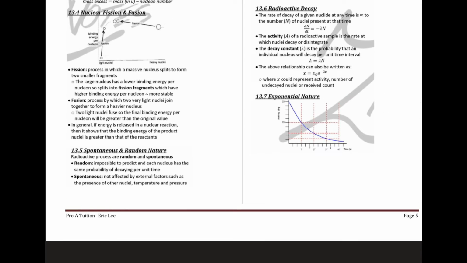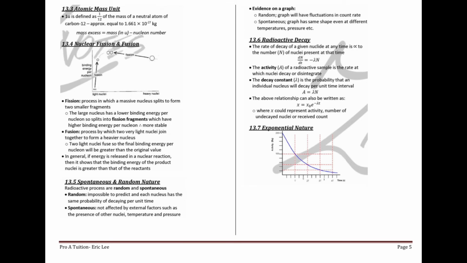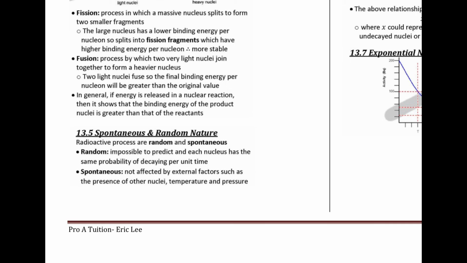Now let's see here. Okay, so let's look at 13.5 then. 13.5, spontaneous and random nature. First, radioactive processes are random and spontaneous. So what is meant by random? That means it is impossible to predict when a radioactive process happens, and each nucleus has the same probability of decaying per unit time.